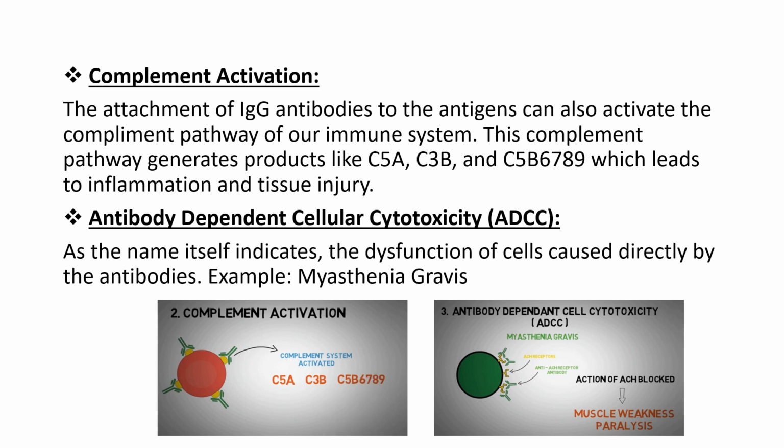Complement activation. The attachment of IgG antibodies to the antigens can also activate the complement pathway of our immune system. This complement pathway generates products like C5a, C3b, and C5b6789, which lead to inflammation and tissue injury.